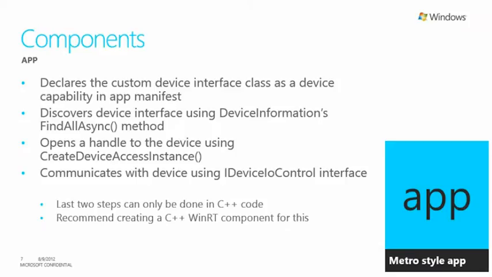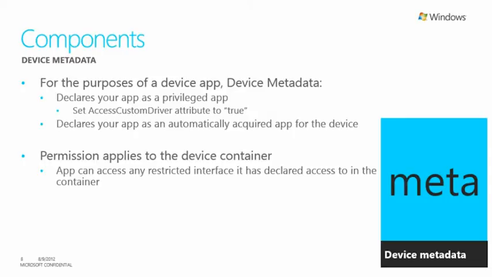So let's see, that's the app. And then the last piece is the device metadata. Device metadata, for the purposes of the device app, does a lot of things, right? It supports Device Stage. It provides pretty icons for your device in Devices and Printers. For the purposes of a device app, device metadata is what controls privilege and auto download.